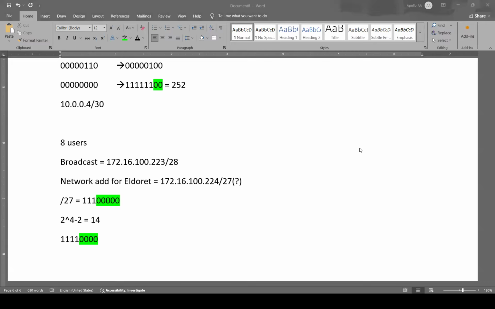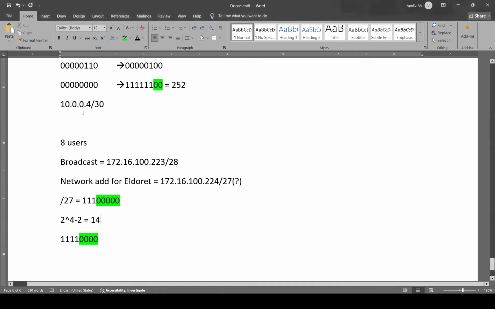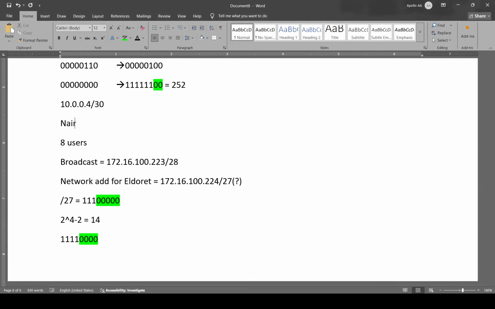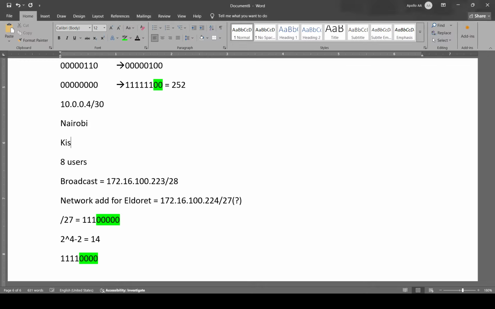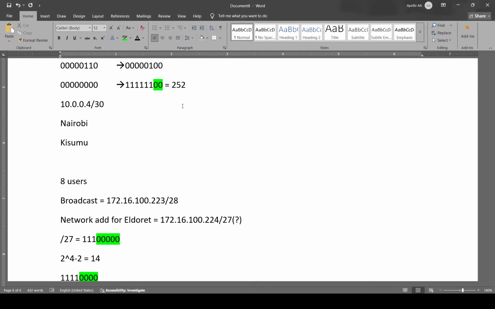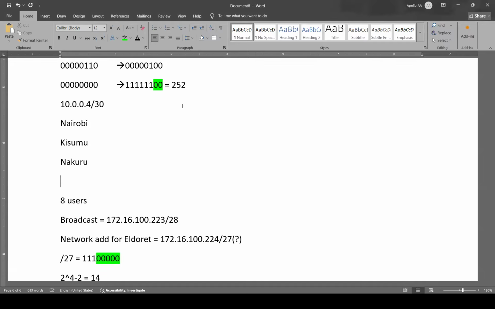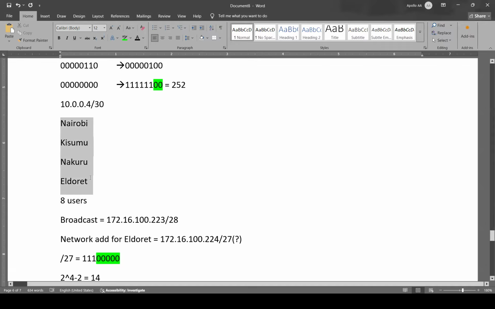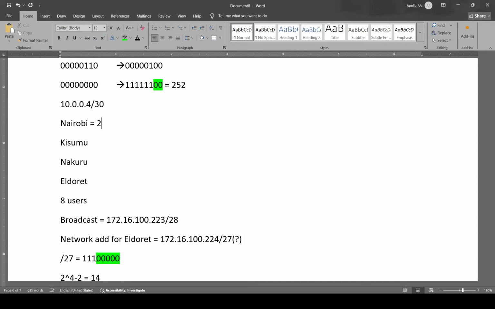If you end up wasting the addresses, it means it will cost you on the next subnetting, if you are to continue subnetting. Exactly. Let's just focus on this example. We had Nairobi. We have Kisumu. I think Nakuru. And then Eldoret. And if we don't subnet, let's assume we are not subnetting, it means that all those addresses, remember they are 254.